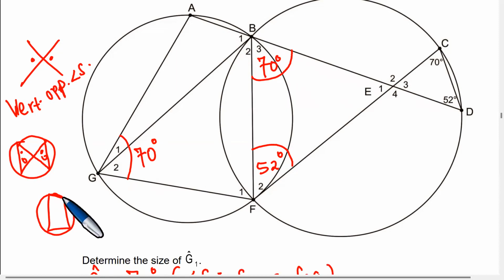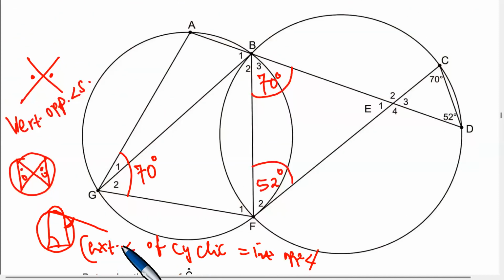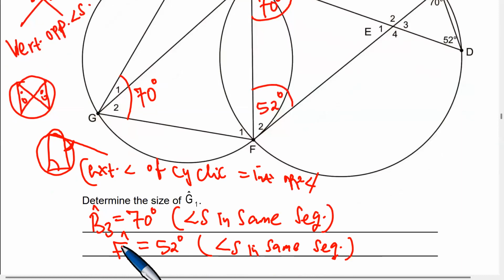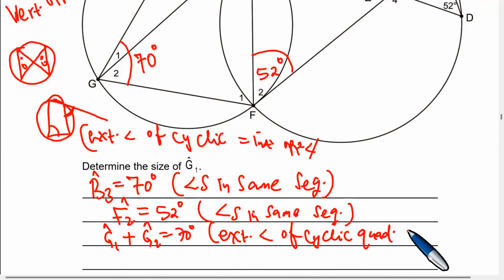If you have something like this in geometry, the angle that is here is always equal to the following. The reason is we say the exterior angle of a cyclic chord equals the interior opposite angle. Meaning B3 is equal to G1, G2. Meaning actually angle G1 plus angle G2 equals 70 degrees. This is the exterior angle of a cyclic chord equals the interior opposite angle.